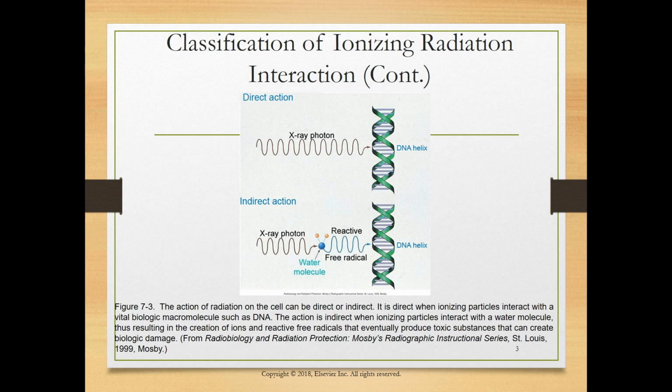Indirect, it's going to hit water and react with the water by producing ions and free radicals, and those are going to have reactions with things that they encounter, like DNA, RNA, proteins, enzymes. But since it's not the photon hitting those macromolecules, and it's one of the byproducts of this ionization of water, it is called indirect.